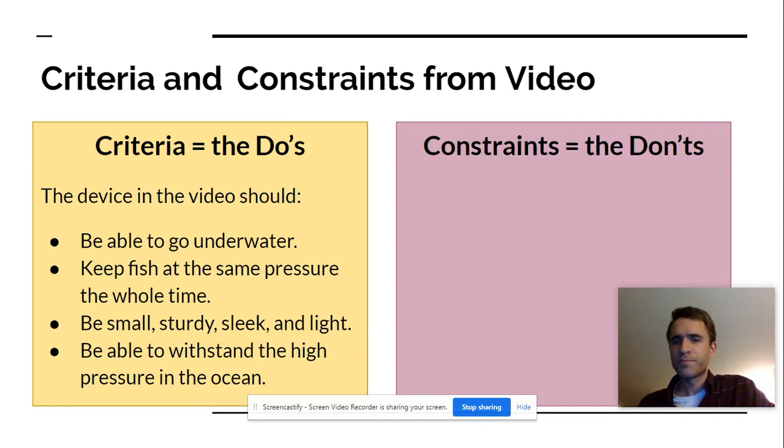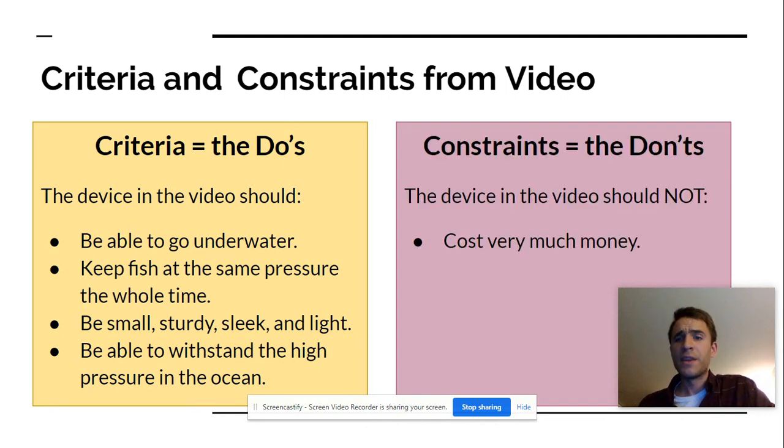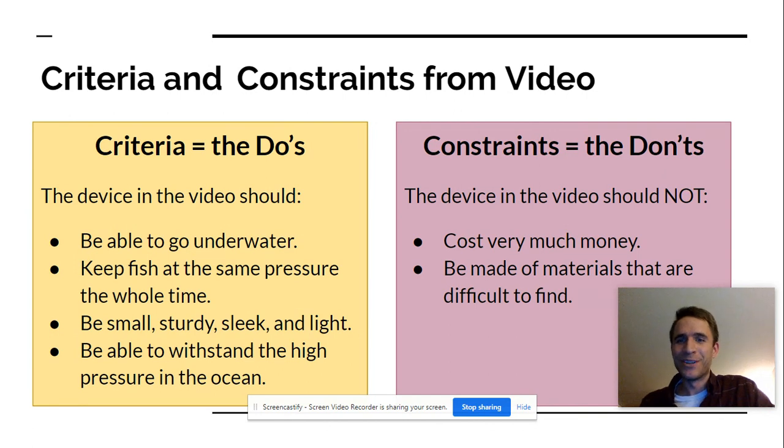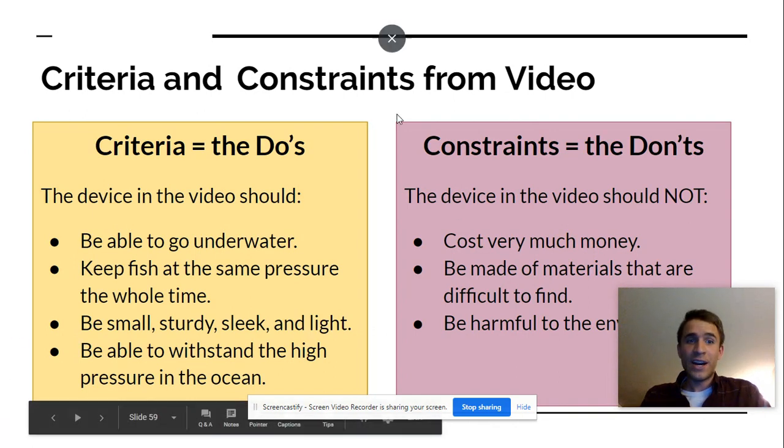What couldn't it do, though? Some of these are more implied than stated. The device in the video should not cost very much money, right? It should not be made of materials that are difficult to find. He mentioned that he used materials off the shelf, which means you can just get it at the store, easy to find. And the last one, which was kind of implied, is that it should not be harmful to the environment. Those are all constraints or limitations. You can't just do whatever you want. You have to figure out how to create a device that follows these criteria, but within the constraints that you come up with, right?